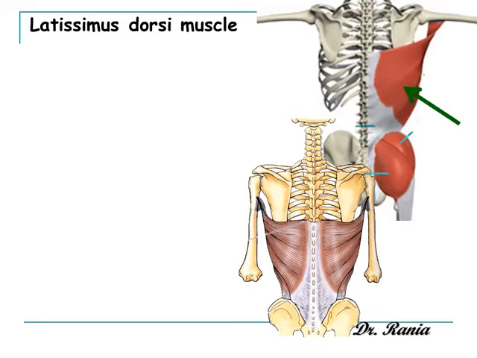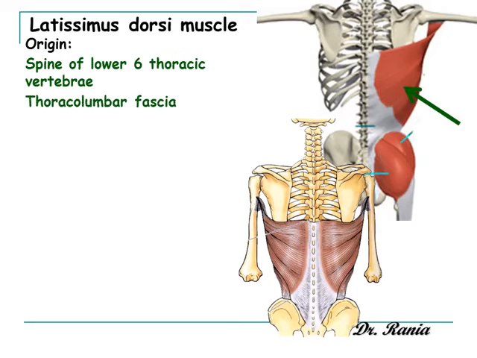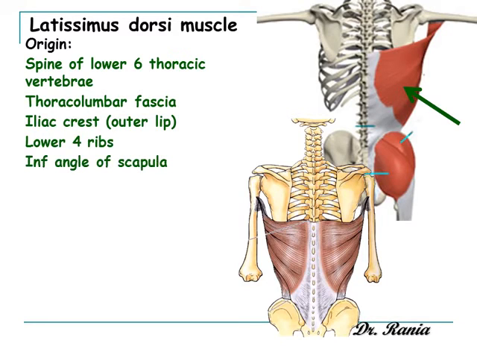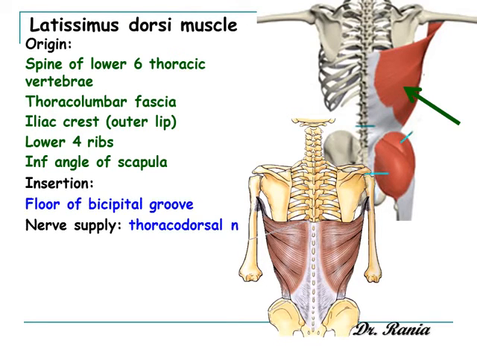Regarding latissimus dorsi muscle, it originates from below, from the spines of the lower thoracic vertebrae, from the thoracolumbar fascia, from the outer lip of the iliac crest and the lower four ribs, and the posterior surface of the inferior angle of the scapula. Its insertion is into the floor of the bicipital groove. It is supplied by thoracodorsal nerve.